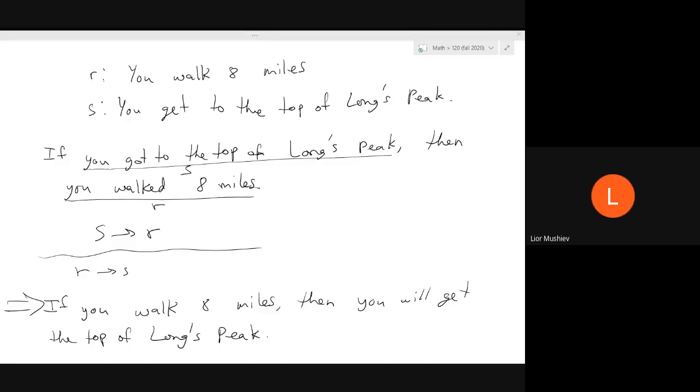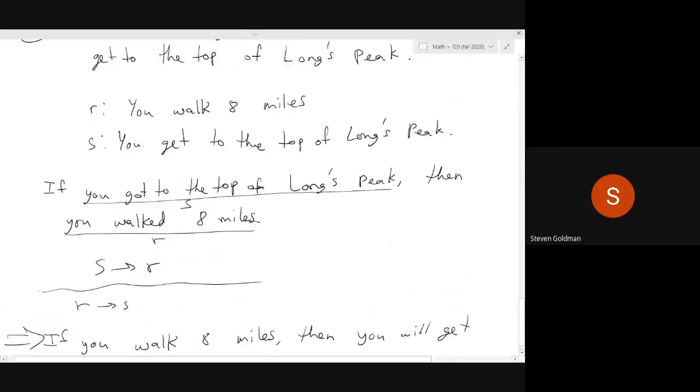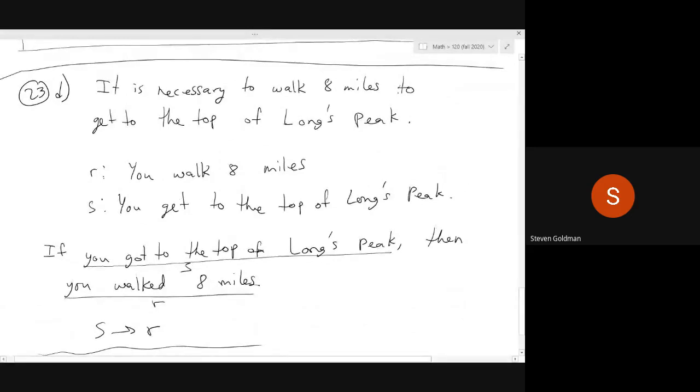Professor, how do you know to identify which one is R and which one is S? Good question. As a shortcut, you can use the list of common ways that I gave you. Or you can ask yourself what the relationship is in the sentence. Which one is forcing the other to be true? If you go back to this sentence, it's necessary to walk 8 miles to get to the top of Long's Peak. That's saying, if you got to Long's Peak, how did you get there? The only way to get there was to walk 8 miles. So if you got to the top of Long's Peak, then you had to walk 8 miles to get there.